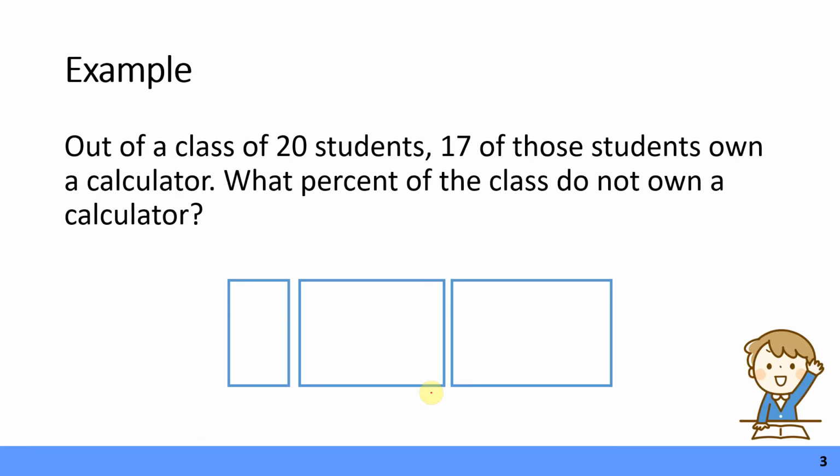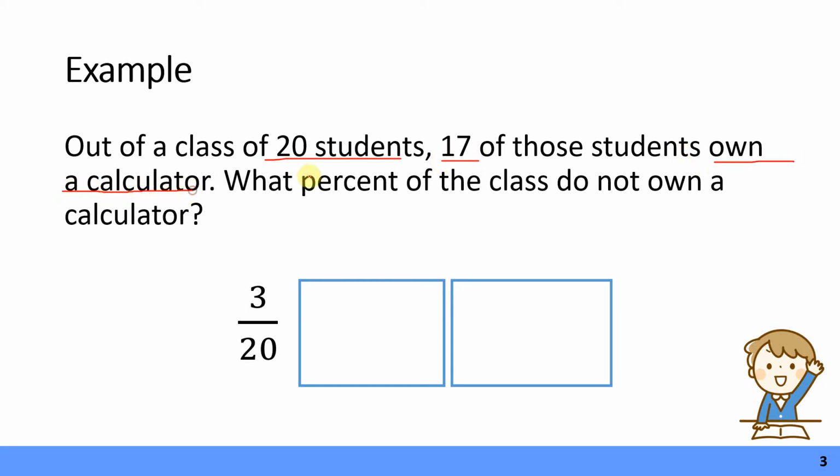All right, so let's try one more here. Out of a class of 20 students, 17 of those students own a calculator. What percent of the class do not own a calculator? All right, so again, if you read this problem super quick, you might set it up incorrectly. The correct fraction for this problem is 3 over 20. Okay, so again, if you didn't read it slowly, you're going to have no idea where we got the 3. So again, we have 20 students, 17 own a calculator.